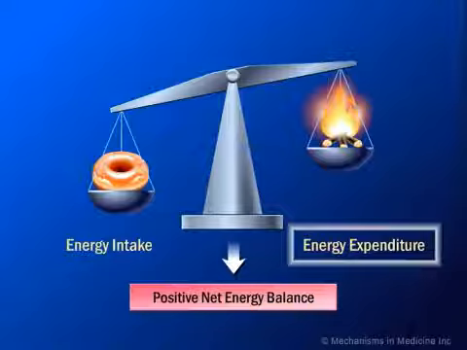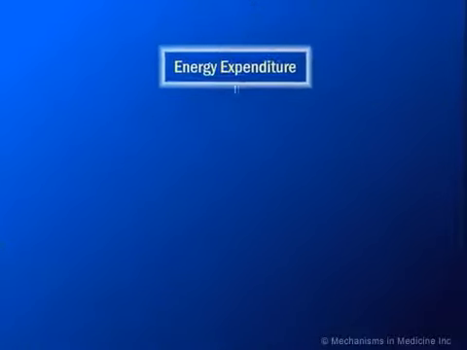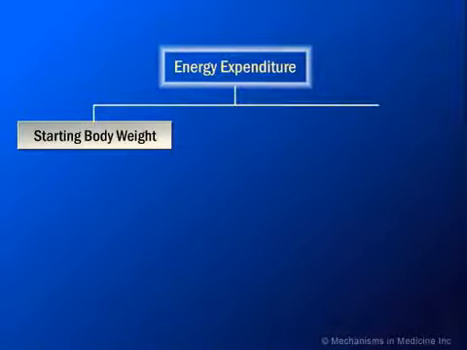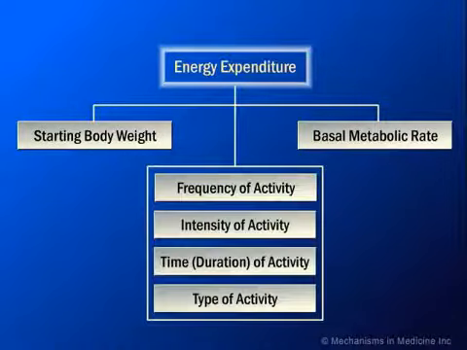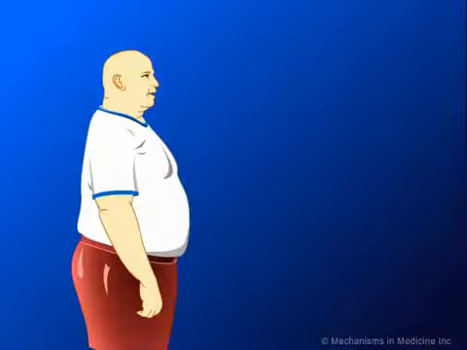Energy expenditure depends on a number of factors. This includes the starting body weight, the basal metabolic rate, and physical activity. With regard to physical activity, there are several key variables, including the frequency, intensity, duration, and type of activity done. Let us examine energy consumption.